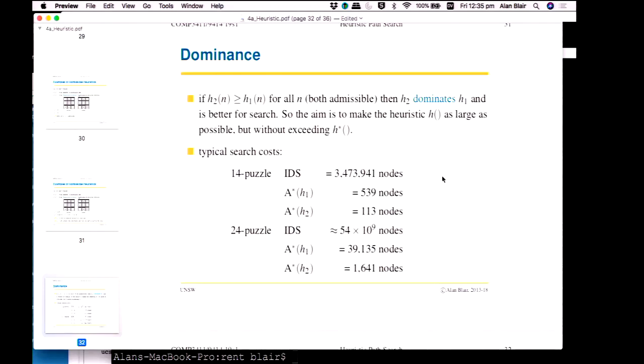So the 14 puzzle with iterative deepening search expands 3 million nodes. A-star search, even just using the weak heuristic, only expands 500 nodes, right? So this idea of guiding the search towards the solution saves you an enormous amount of search, and with the 24 puzzle it becomes bigger. Iterative deepening search expands 54 billion nodes. This reduces it to 39,000 and this to 1,600, right?